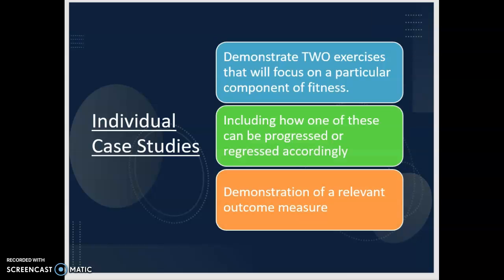So individual case studies, you're going to be given 2 exercises, maybe even 3, about addressing particular components of fitness based on the case study. So there's no surprises. You're going to be able to progress or indeed regress these exercises accordingly, and then demonstrate that relevant outcome measure, just making sure that the outcome measure is appropriate to the patient case study.